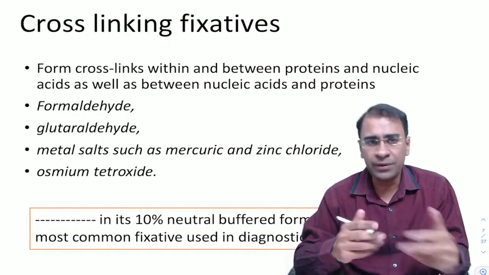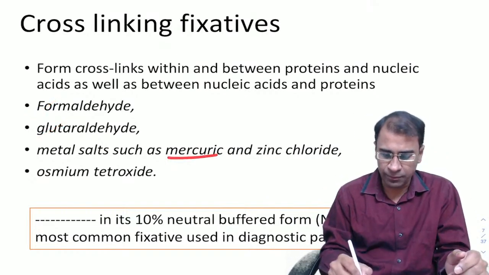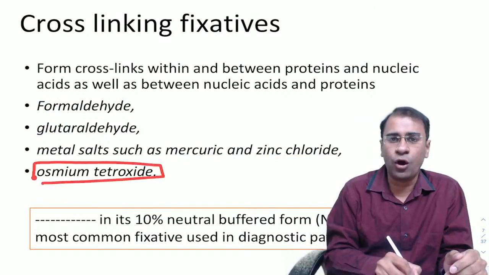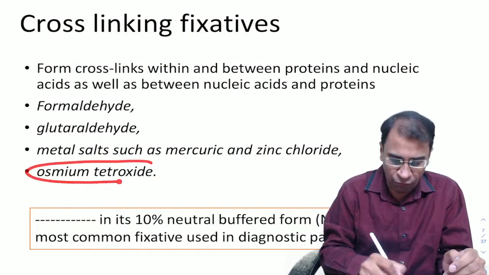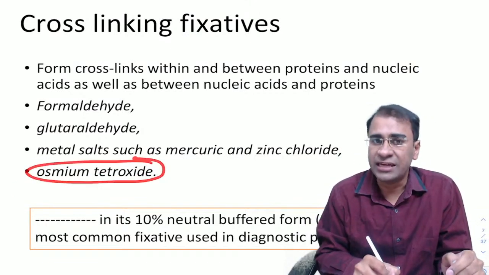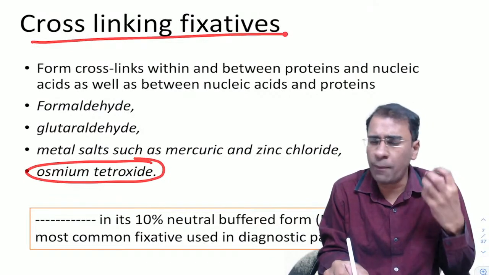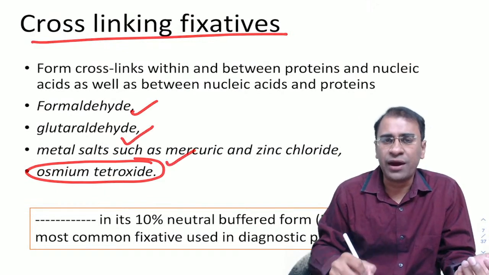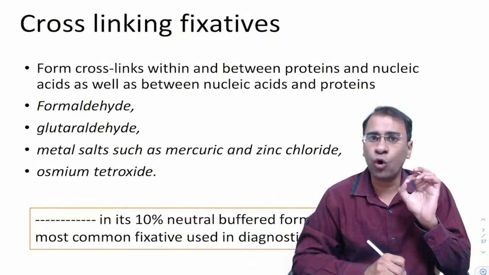Now, what are the examples? Examples are formaldehyde, butyraldehyde, mercuric chloride, zinc chloride, and also osmium tetroxide. Now, this question was asked in the recent I9 CET, asking which type of fixative it is. It's a type of cross-link fixative. So, look at the examples. Very commonly, you have heard about them. Formaldehyde, butyraldehyde, mercuric chloride, zinc chloride, and osmium tetroxide are the basic fixatives that you must all be aware of in histopath.